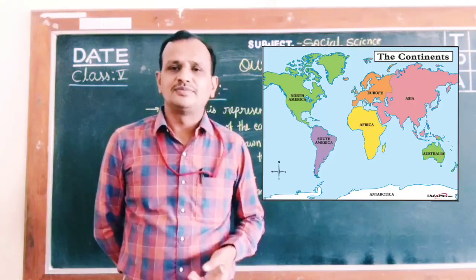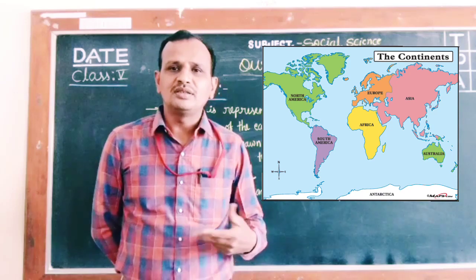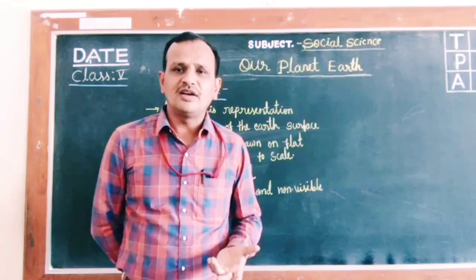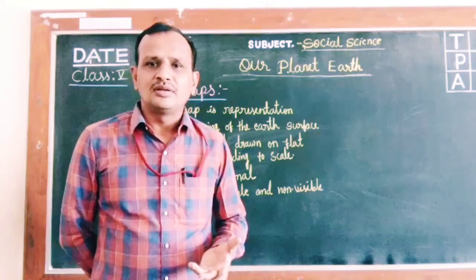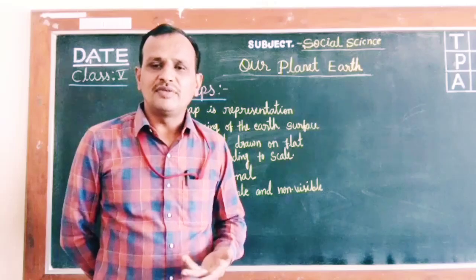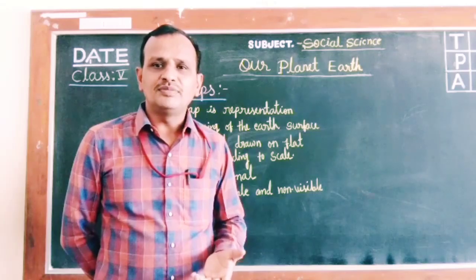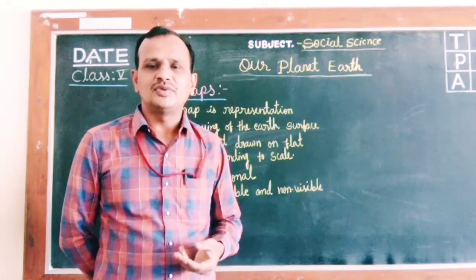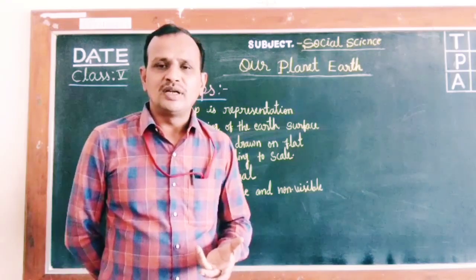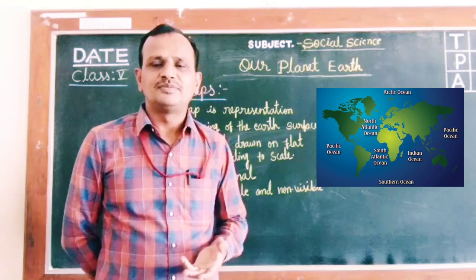So what is a continent? A continent is a large area of land which consists of several countries. In this way we have discussed the continent, and also what an ocean is.